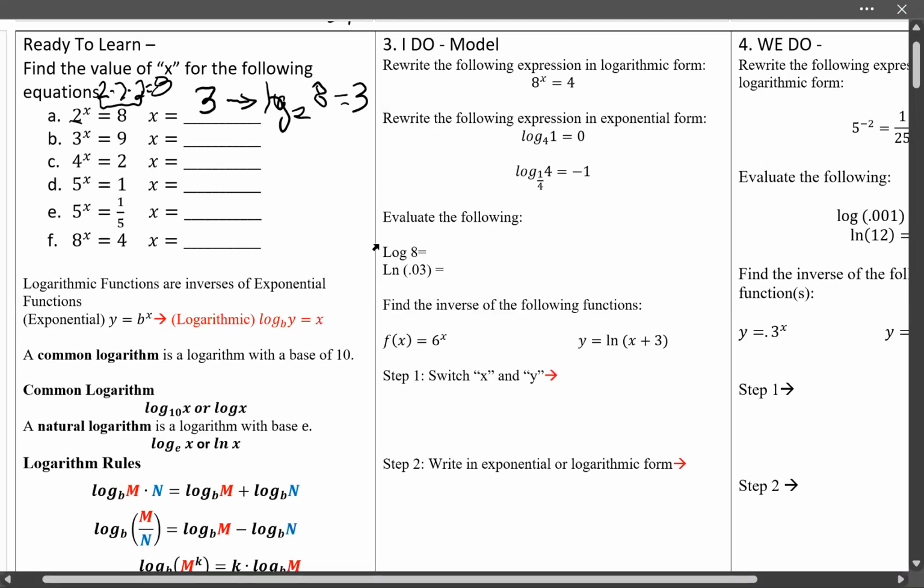3 to the x power equals 9. The exponent we need there is 2. 4 to the x power equals 2. X equals, this is a tricky one, 1/2. Because the square root of 4 is 2. So remember, 4 to the 1/2 would be written as the second root of 4 raised to the 1, the square root of 4. So the exponent on the 4 is 1/2.